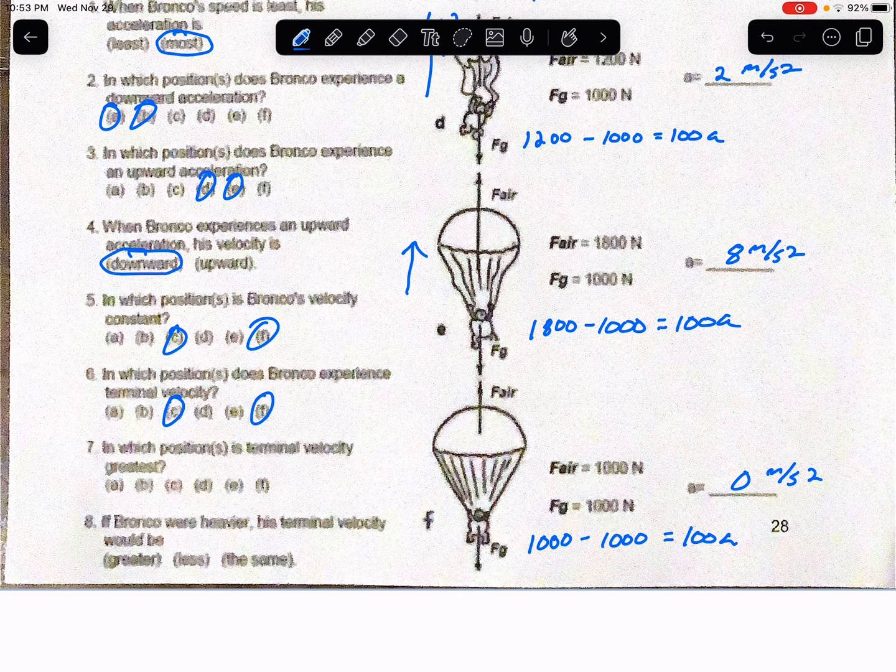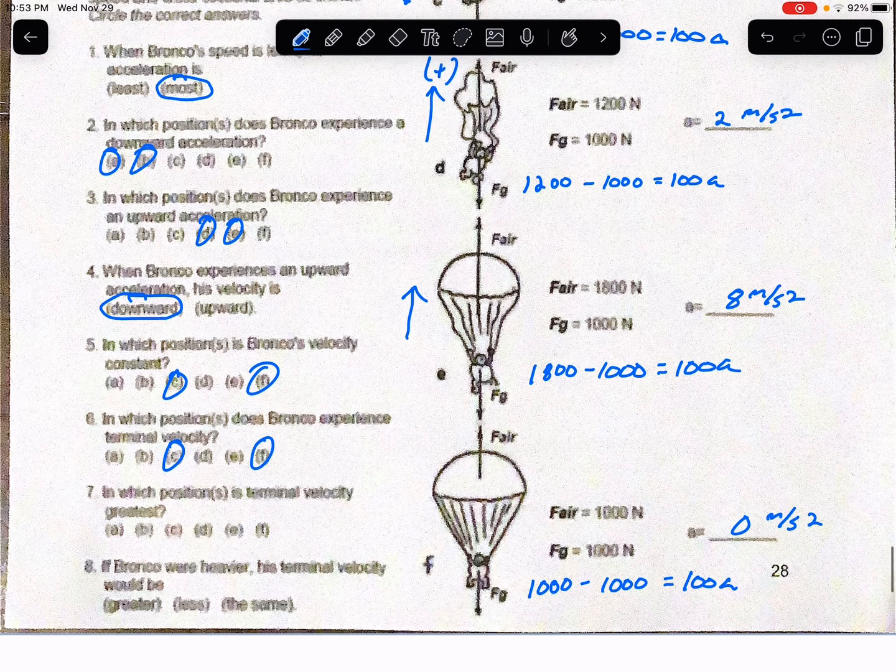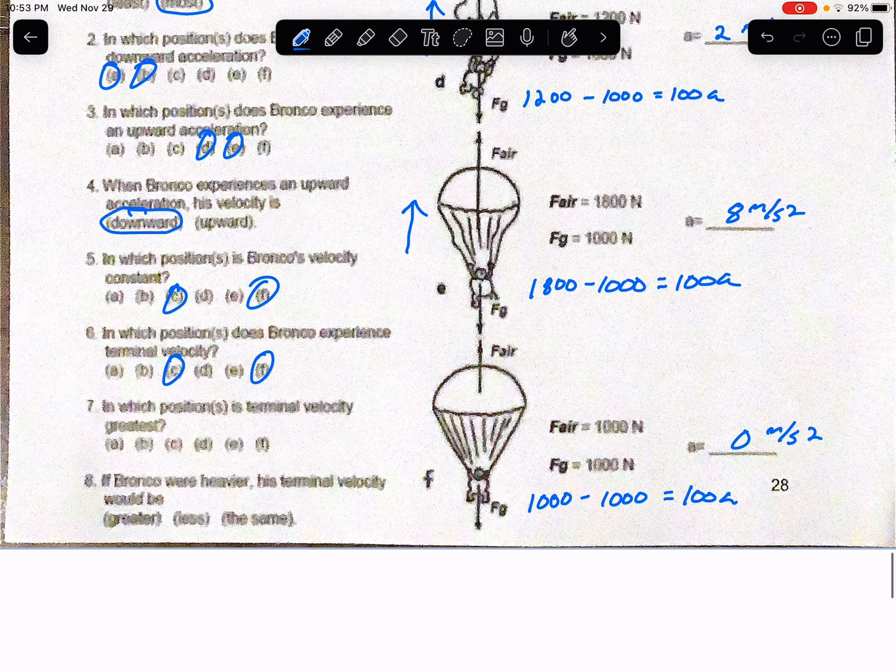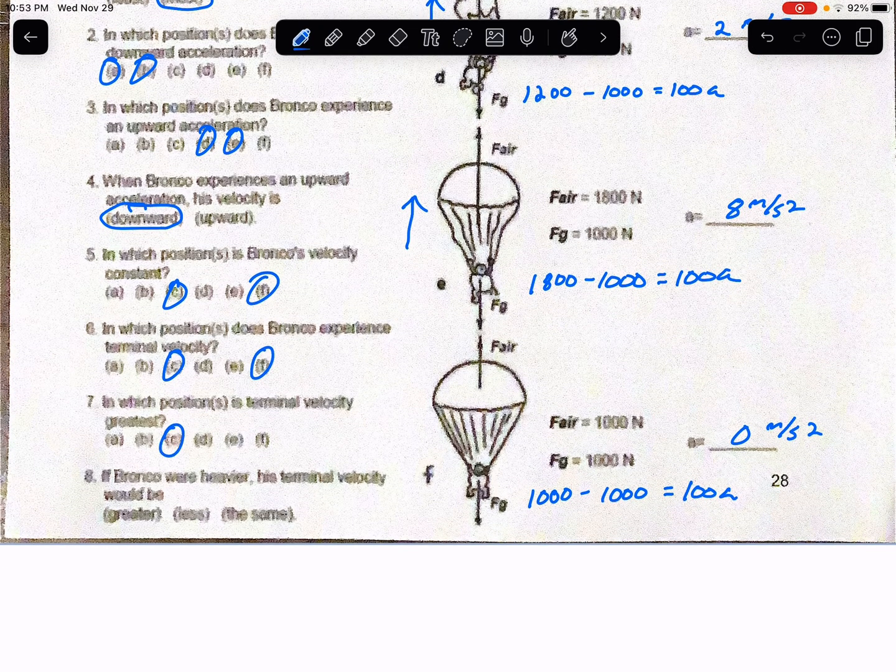In which position is terminal velocity the greatest? So I've got two options here. I only reach terminal velocity at point C and point F. When you don't have a parachute, that's of course when you're going to be going faster than when you do. So point C is when you have your highest terminal velocity.